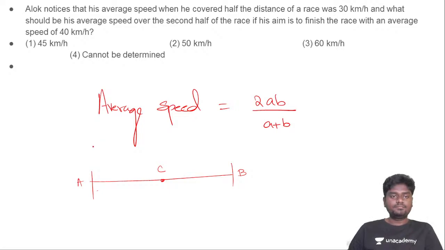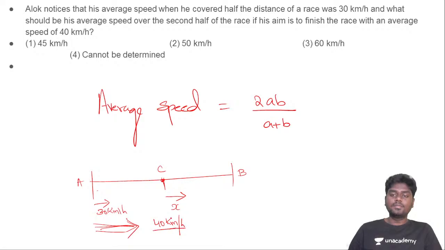Now, what happens? Alok notices that from A to C, his average speed was 30 km per hour. And you're asked to find his average speed over the second half, that is from C to B. Let me take it as X. But I know that the complete average speed, from A to B, is 40 kilometers per hour. That's it.